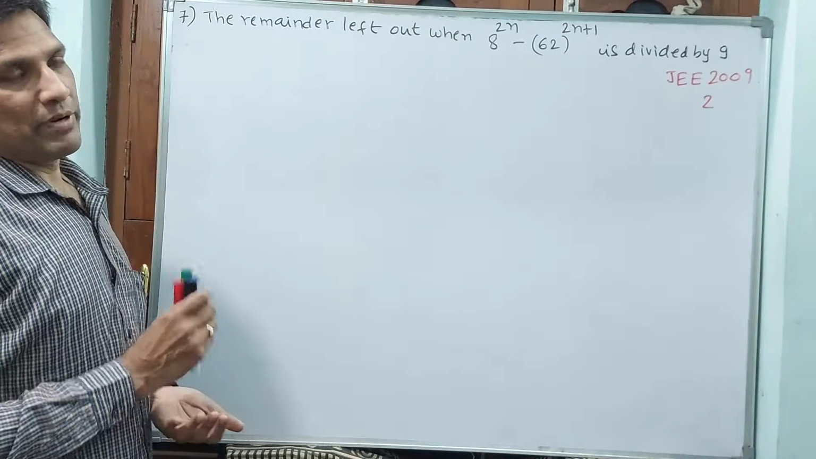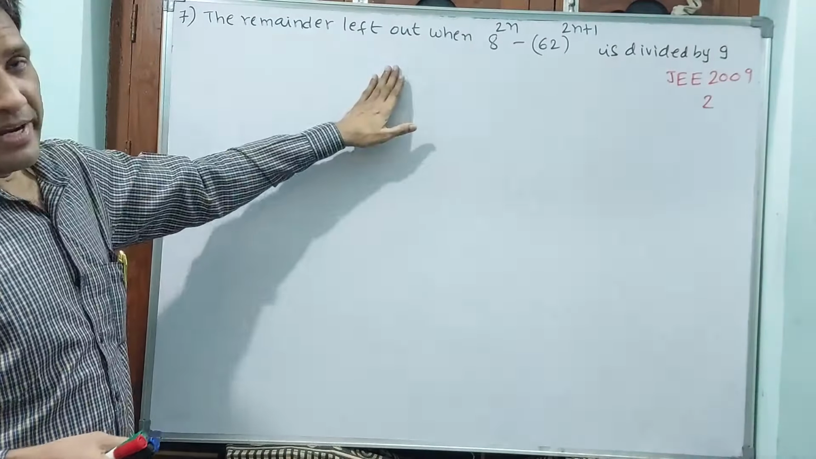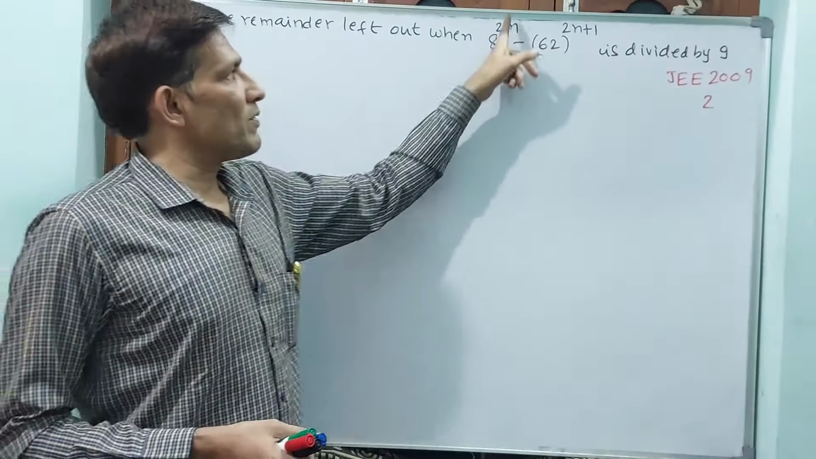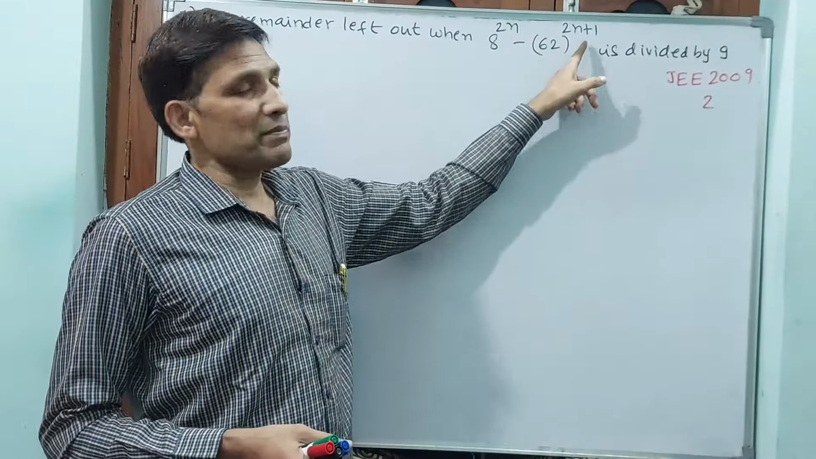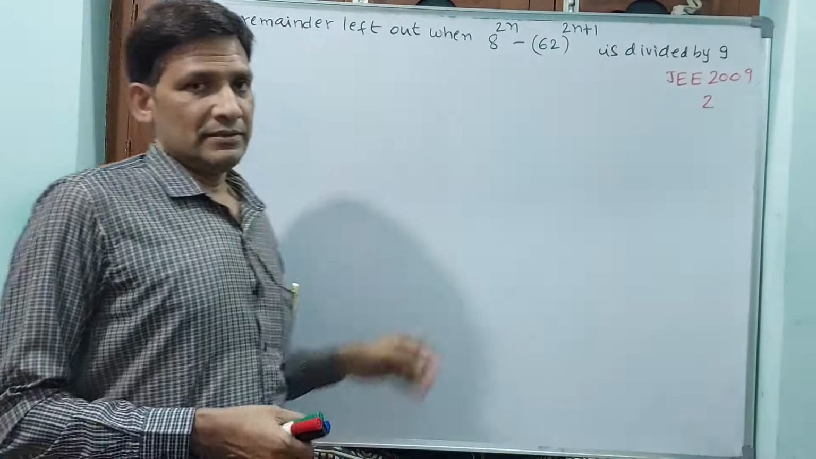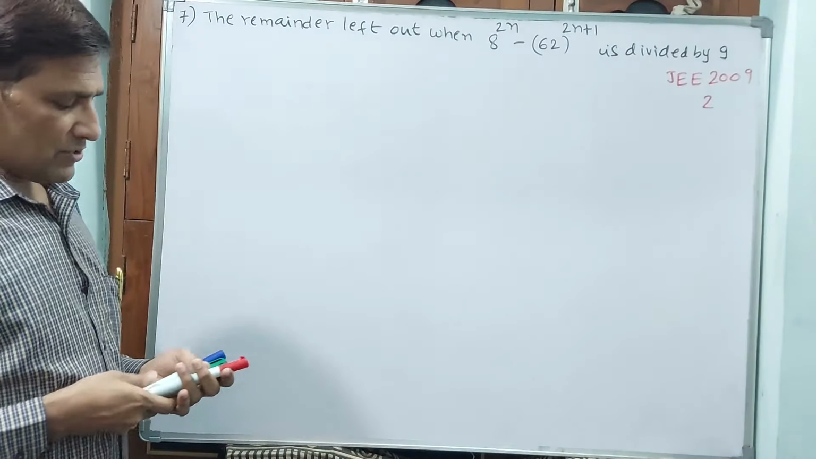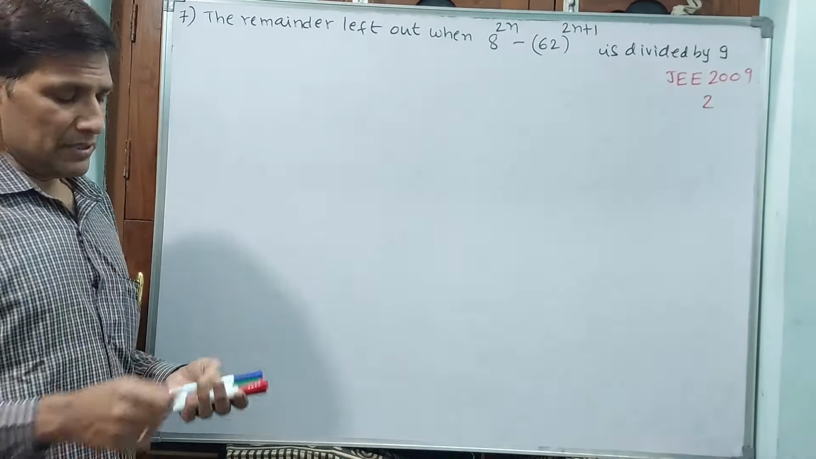Okay, see question number 7. The remainder left when 8 to the power of 2n minus 62 to the power of 2n plus 1 is divided by 9. What is the remainder left? Okay, see, this we can do by binomial theorem also.